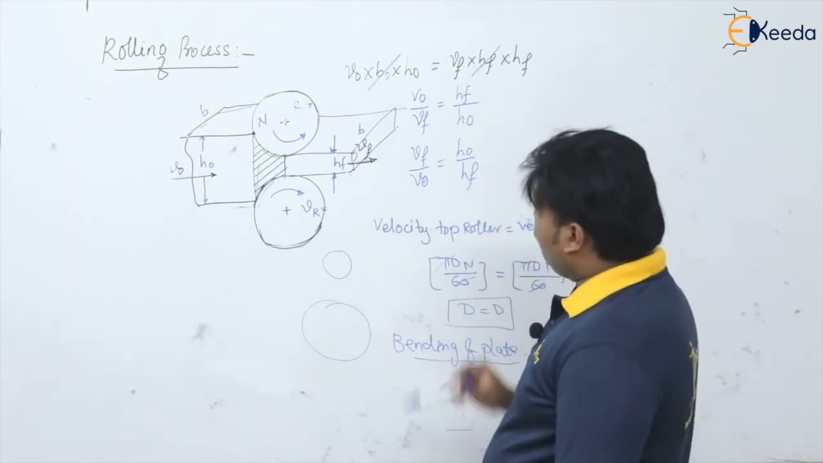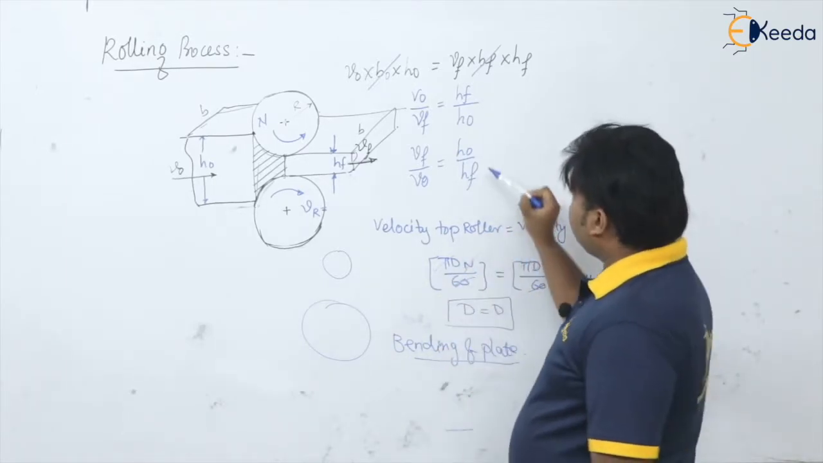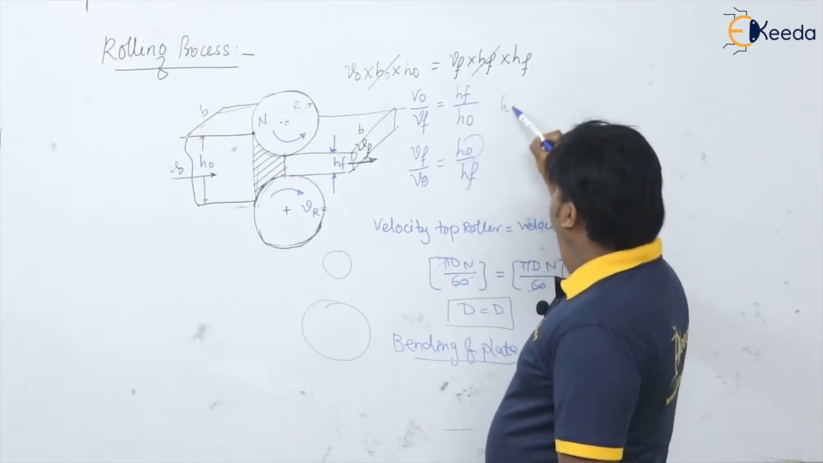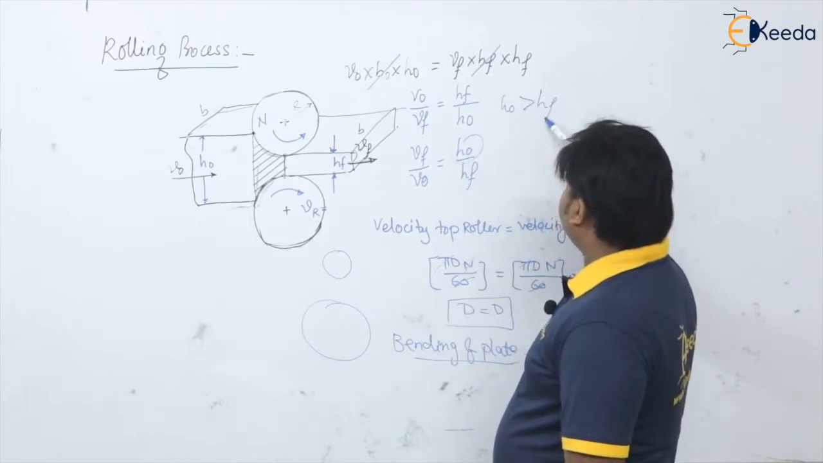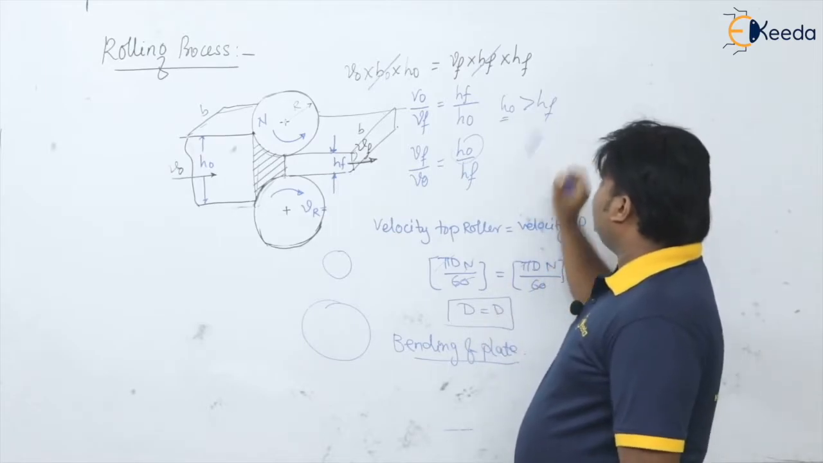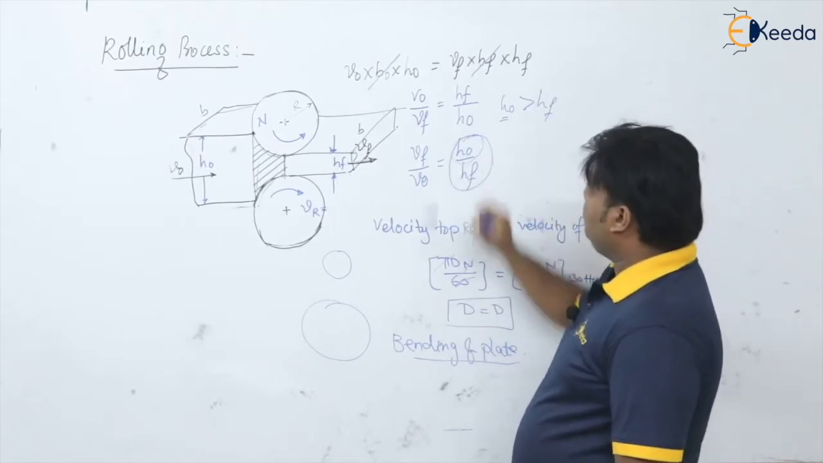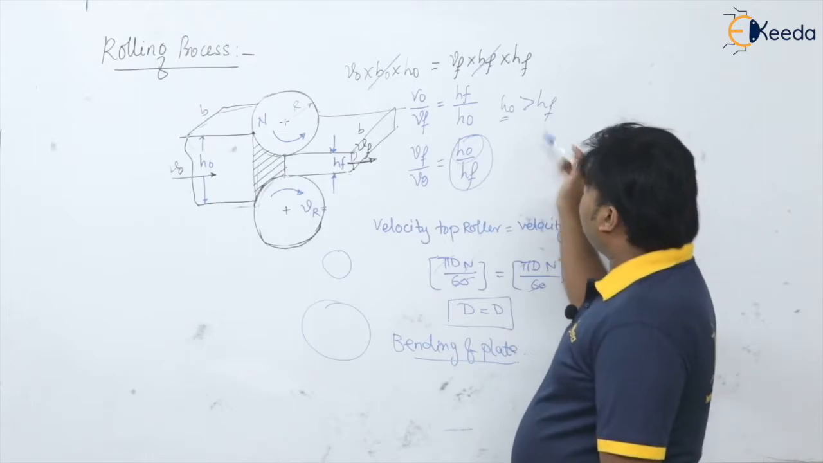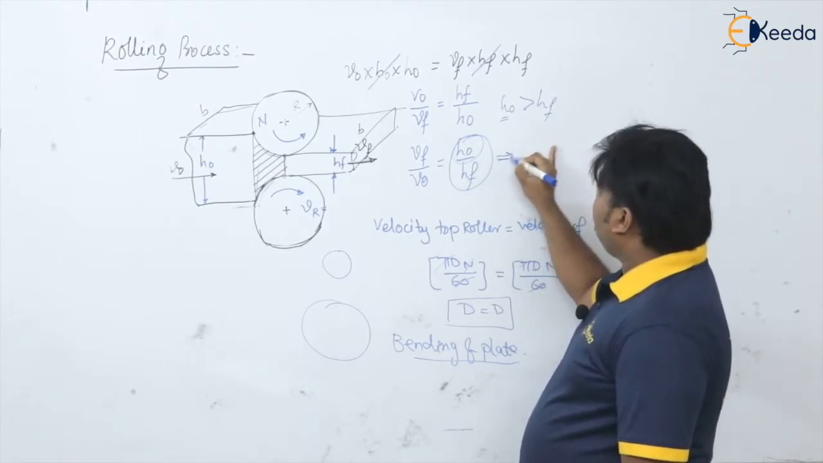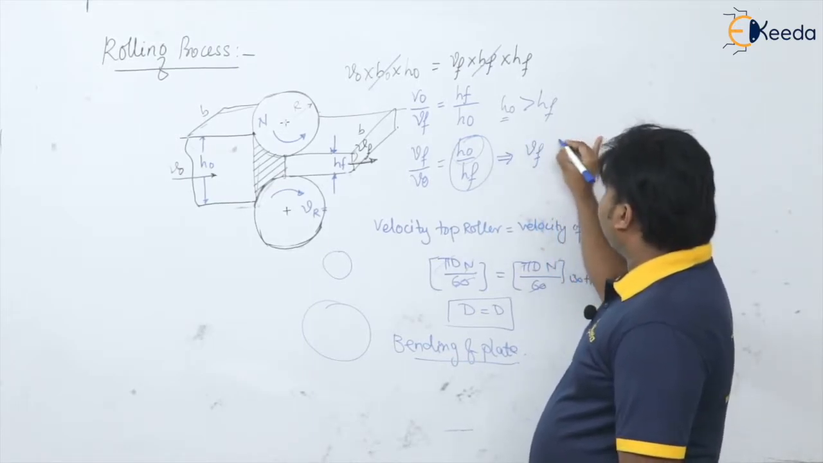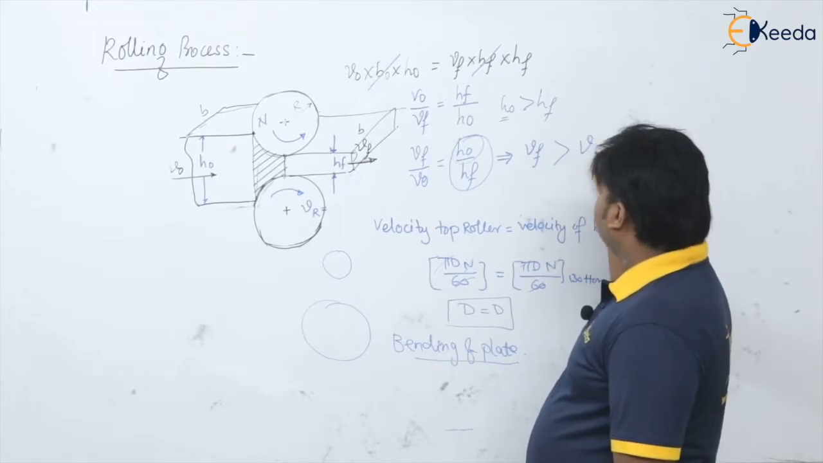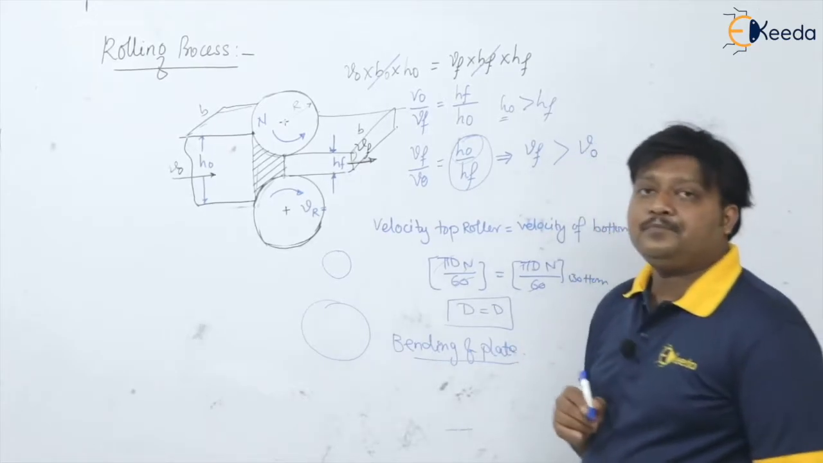And we know that in the rolling operation we always have the original thickness greater than the final thickness, isn't it? So this is bigger than this. So of course this ratio will be more than 1. So definitely what we can have here, the final velocity is always greater than the initial velocity.